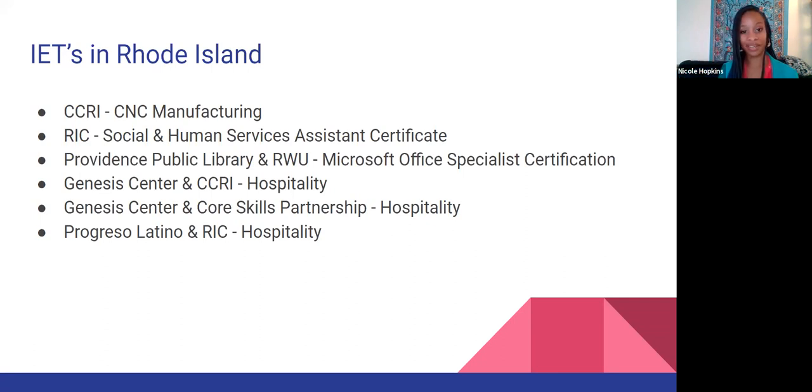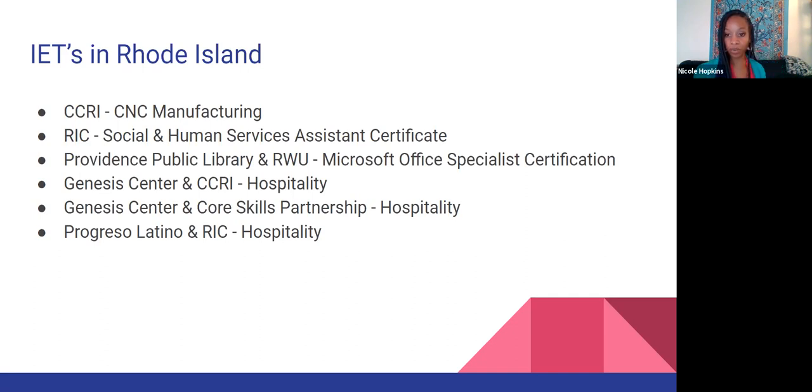And then what you'll also see here, of course, is a lot of great partnerships, which a good IET is going to require, cross-sector partnership. So we've got Providence Public Library and Roger Williams University doing the Microsoft Office Specialist Certification, and then Genesis Center and CCRI with hospitality. Genesis Center also working with Core Skills Partnership in hospitality, and then Progreso Latino and Rhode Island College with hospitality as well. So let's see what we've got in the chat so far.